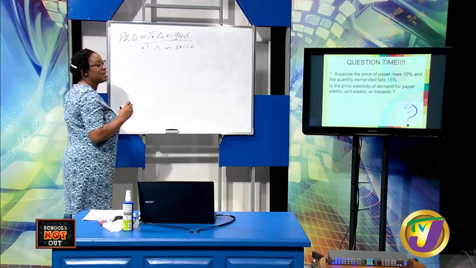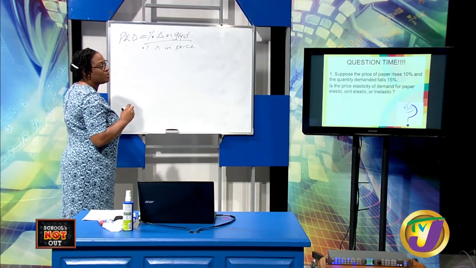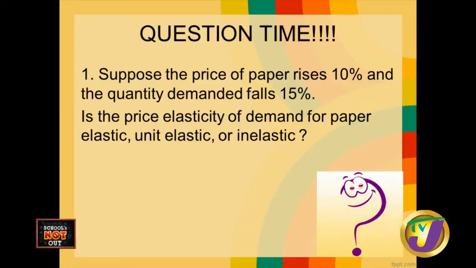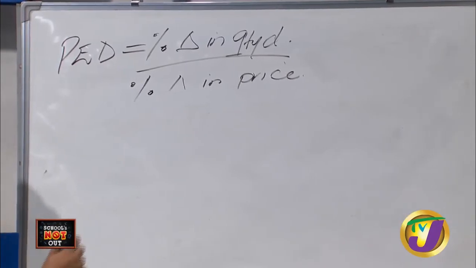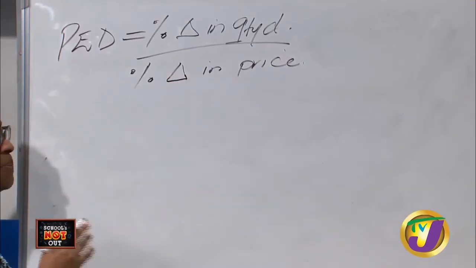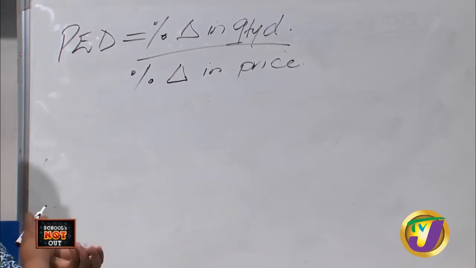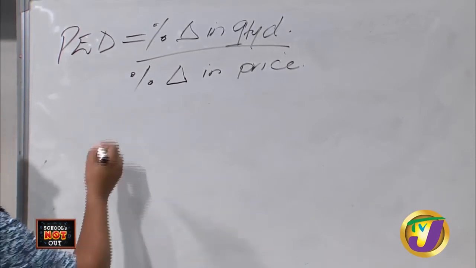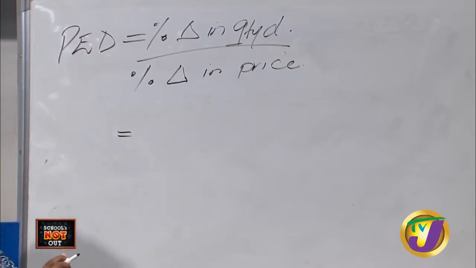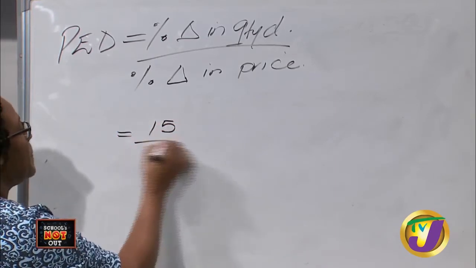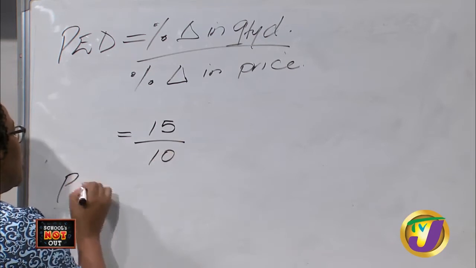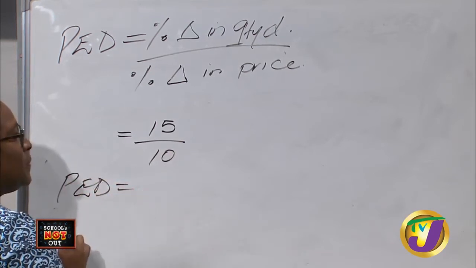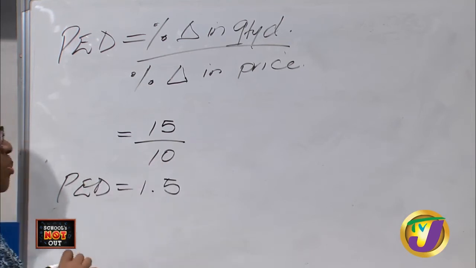So the question says that the price of paper rises by 10%, quantity demanded falls by 15%. Here we have our formula. I know I sound like a scratch record, but please always put your formula down when you're calculating, to ensure that you do not make any errors in flipping the information and getting the wrong answer. So they tell you that quantity demanded fell by 15% and price went up by 10%, and therefore your price elasticity of demand is, you are correct, 1.5.